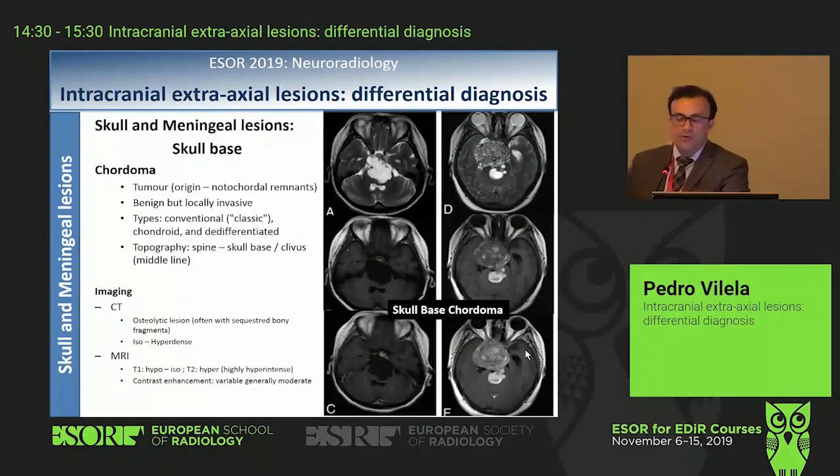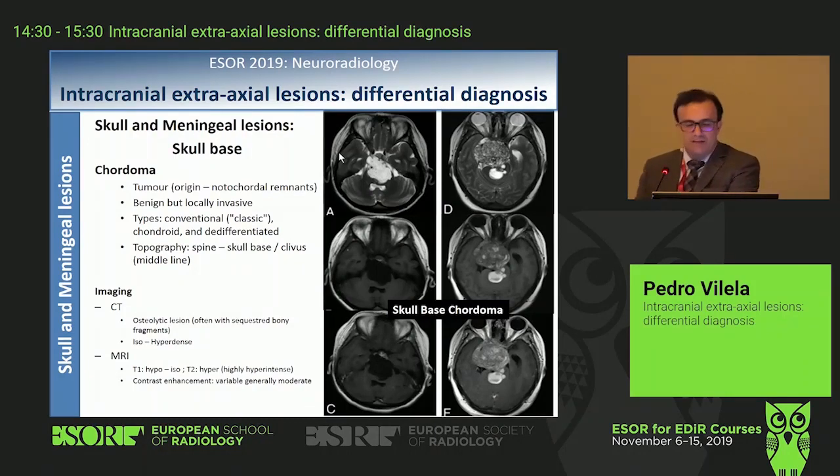Just giving you two examples that are typically for the differential diagnosis. At the skull base, you need to think about the chordoma. So it's a lytic lesion of the clivus, and this is resulting from the remnants of the notochord. It's benign, but it's locally invasive. So it continues to grow and destroy all the structures around it.